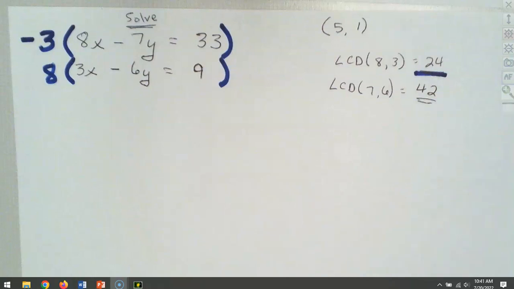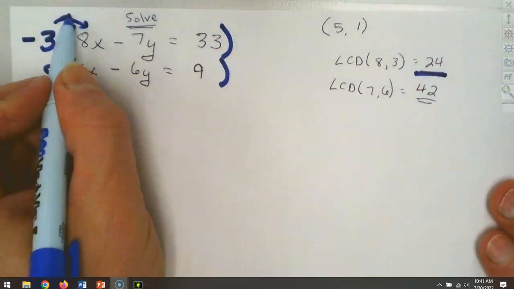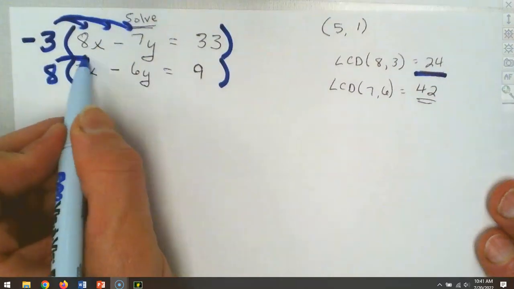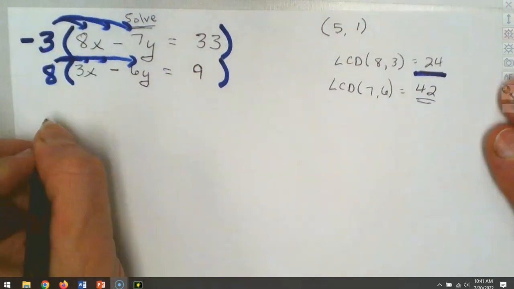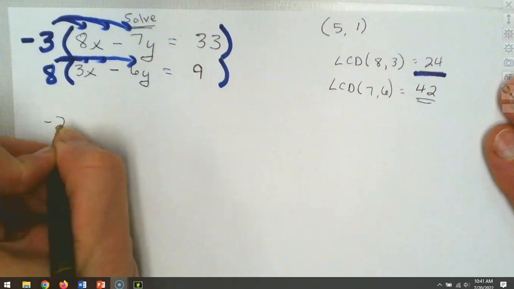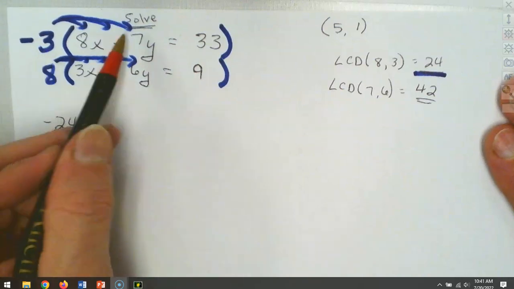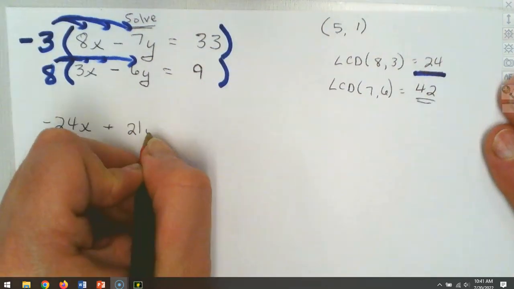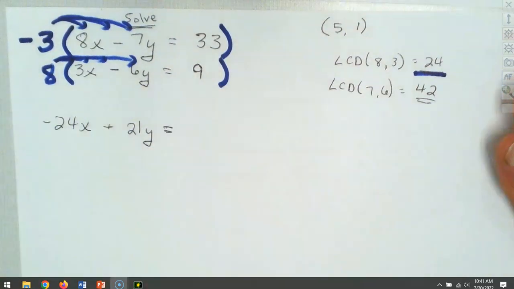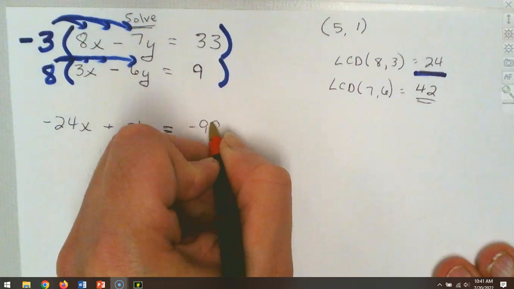So let's go ahead now and do that. We've got to multiply both of them. We're going to distribute through, and we're going to get our two equations that will add together and give you the value of y. So 3 times 8, and it's a negative, that makes it a minus 24x. Minus 3 times minus 7, negative and negative makes it a positive 21y. And then the numbers do get large, but that's okay because we have a calculator. 33 times a negative 3, that makes it a negative 99.